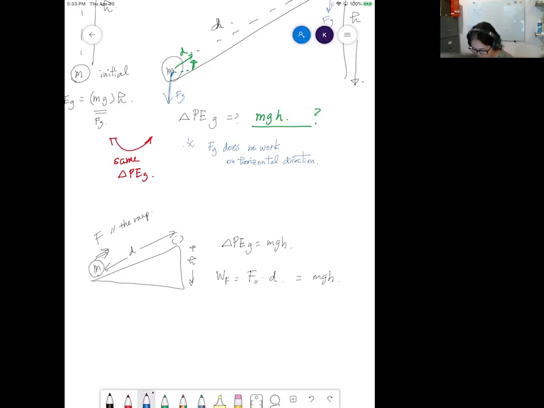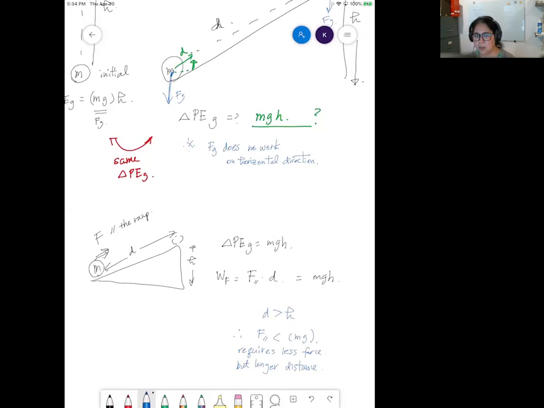And you know that this distance, d, is longer than h. Therefore, this F parallel has to be smaller than mg. So it requires less force, but a longer distance, to have the same effect.